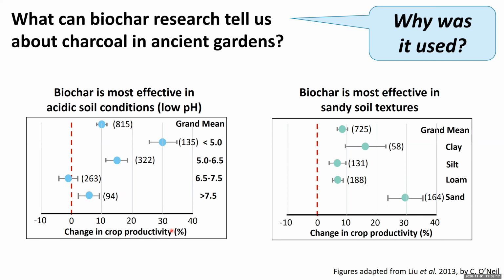That's quite a lot. And the grand mean here is the overall average, or like the average of all the other results. So the grand mean shows that there is an overall positive effect of biochar on crop productivity, even though if your soils are 6.5 to 7.5, you might actually see a negative effect.